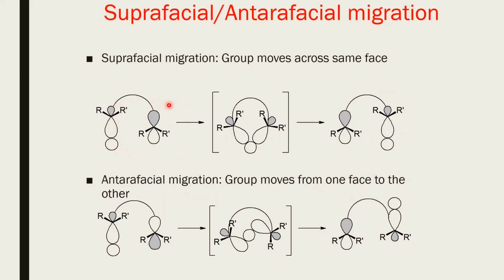Let us see, this is our polyene system. This is the hydrogen attached to the allylic carbon, and this is undergoing migration. You see here the terminal lobes are on the same face, on the same side. So the hydrogen migrates from one lobe to the other across the same face. This is your suprafacial migration. But in this case, the lobes are on opposite sides. So if the hydrogen has to migrate from here to here, it has to go from one face to the other, and this is your antarafacial migration.